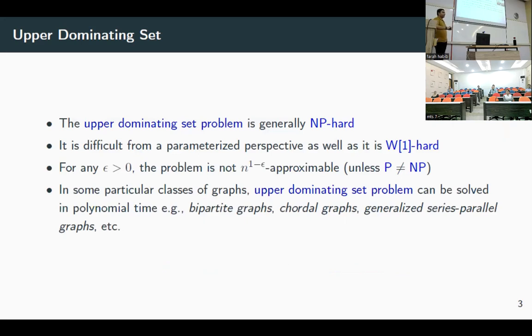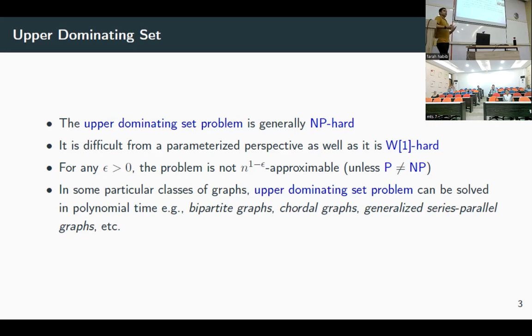The upper dominating set problem is generally an NP-hard problem. So it's generally very difficult to compute an upper dominating set. And it's not just NP-hard, there are other discouraging or pessimistic results. For example, from a parameterized complexity perspective, it is W[1]-hard. W[1]-hard are the problems for which we cannot come up with a parameterized version of this problem. So we cannot parameterize it.